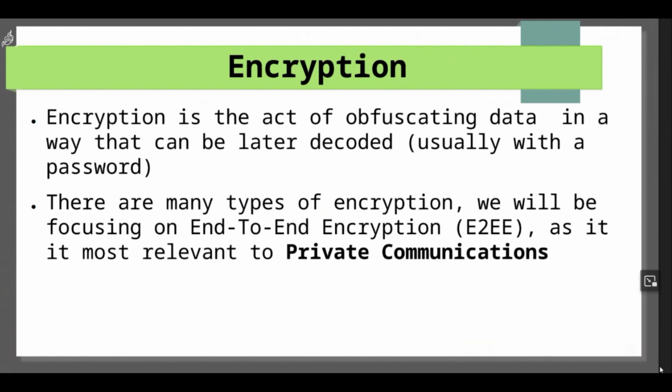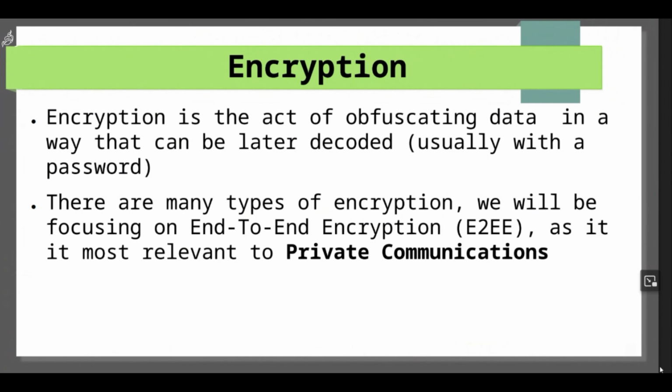Encryption is the act of obfuscating, aka making information unknown, making it garbled, if you will. It's the act of obfuscating data in a way that can be later decoded by an authorized party, usually with a password. Many types of encryption, many types.